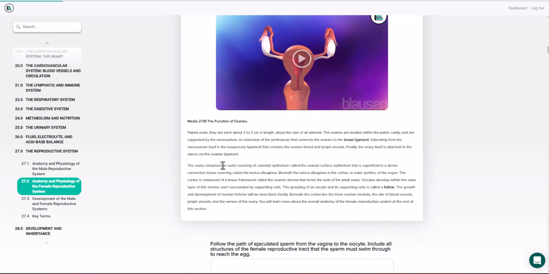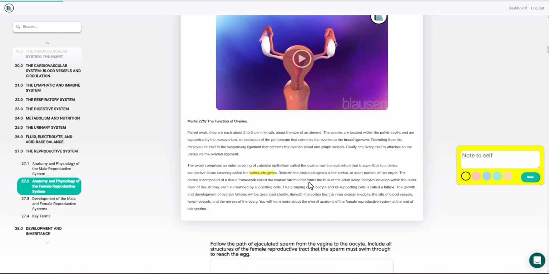Now, inside the ovary, if you were to cut into the ovary, you would find that there is a dense connective tissue covering over the ovary called the tunica albuginea. You saw the same layer. The tunica albuginea was also the layer directly around the testis. And then beneath the tunica albuginea is the cortex. Just like any solid organ, there's a cortical region and a medullary region. So the outer portion is the cortex.